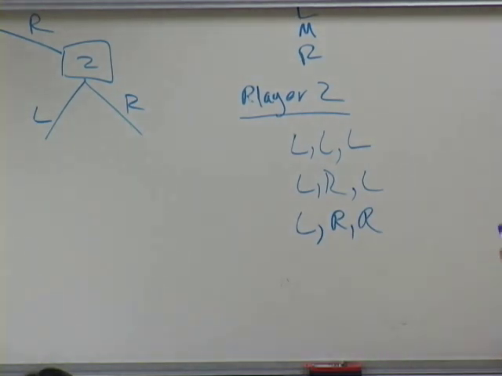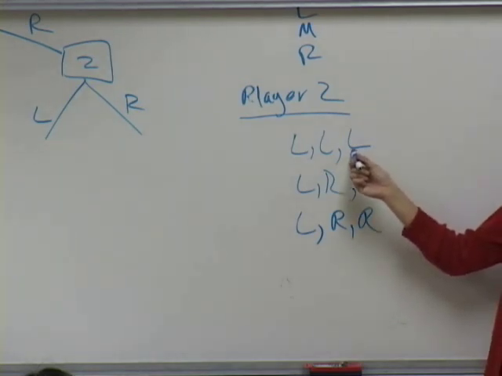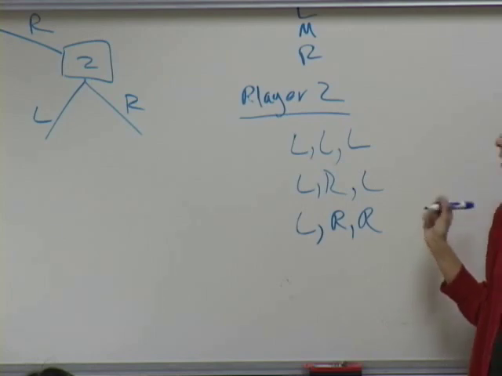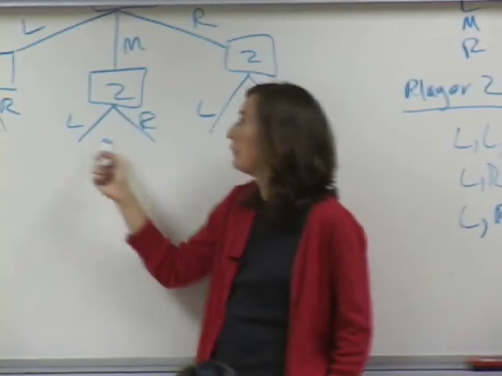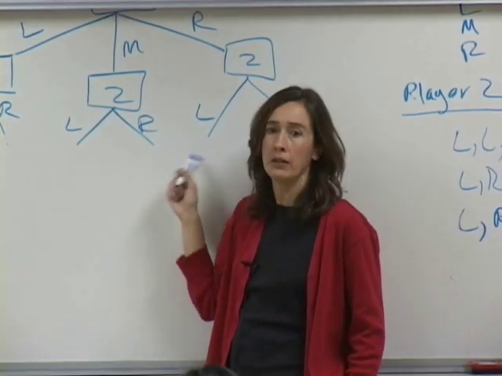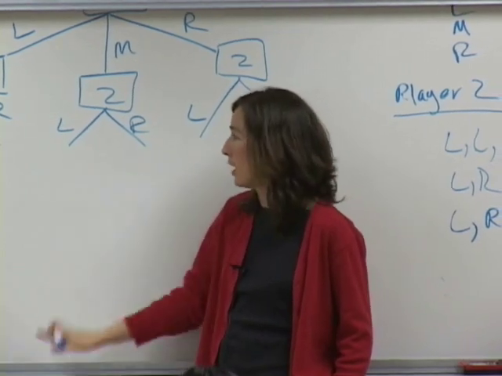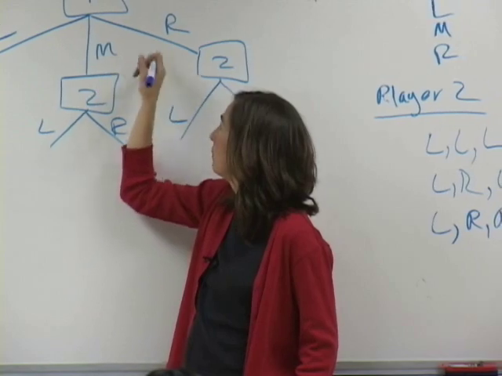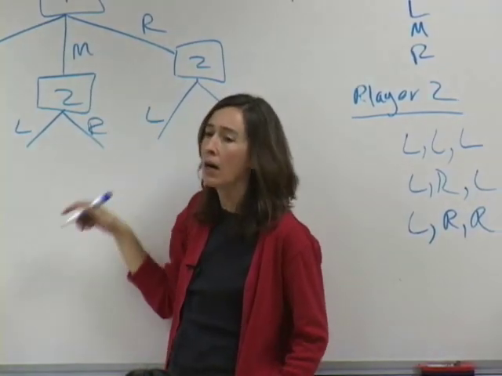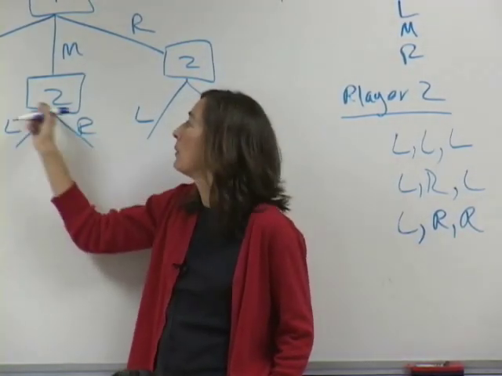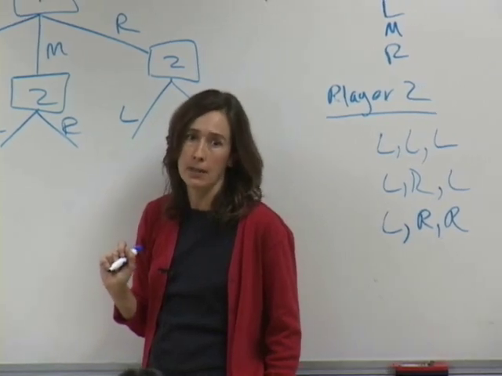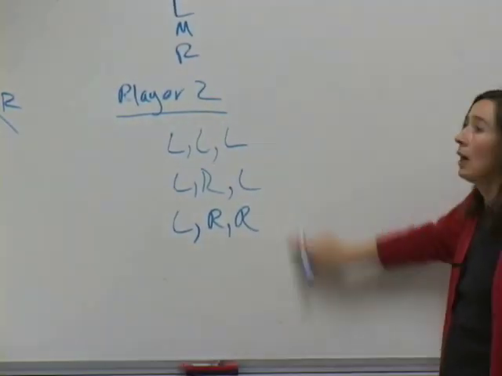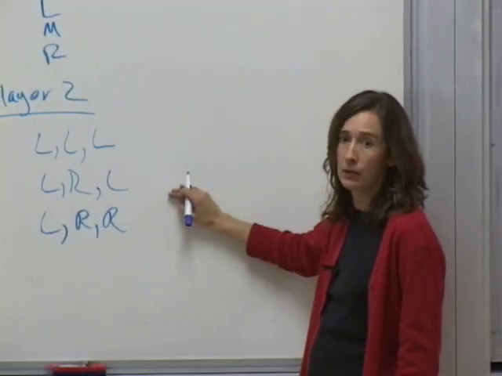Okay. Do you guys see what I need to do here? The strategy needs to tell player 2's action for each node. There are 3 possible nodes that player 2 could find herself at. She could either find herself at the node where player 1 played L, where player 1 played M, or where player 1 played R, and her strategy has to tell her what to do at all 3 of them. Okay? So player 2's strategies have 3 components.